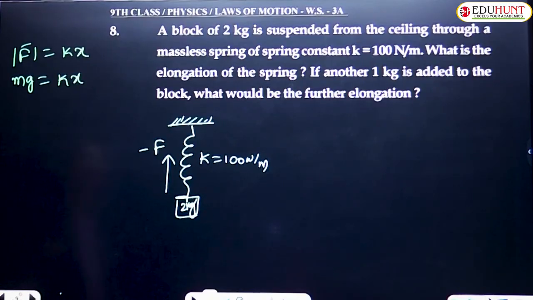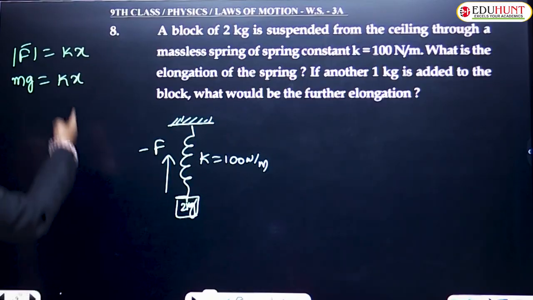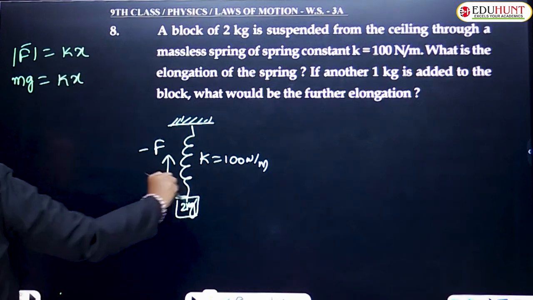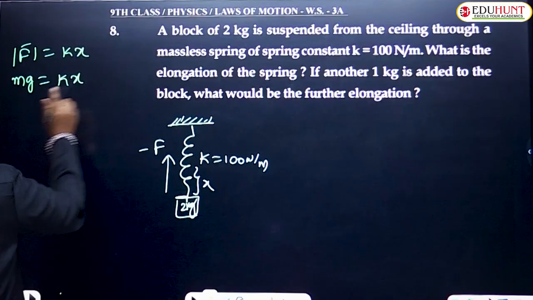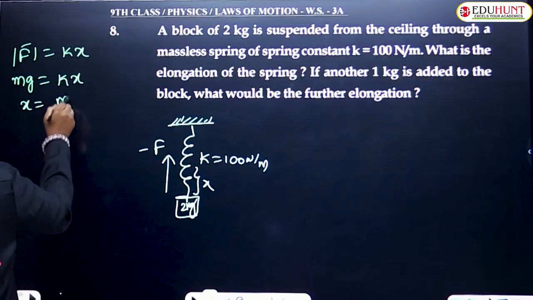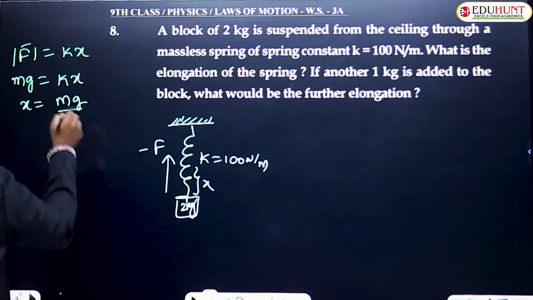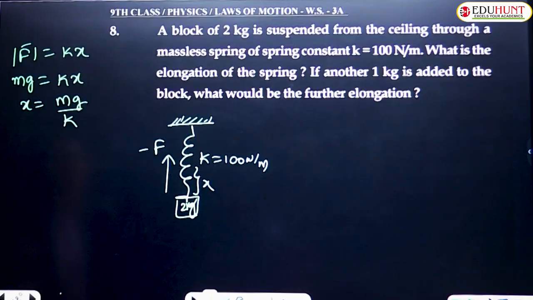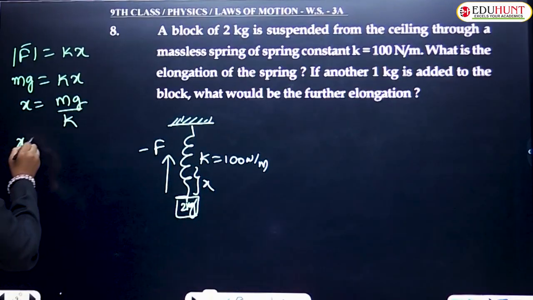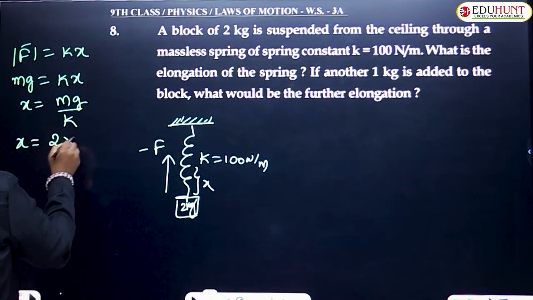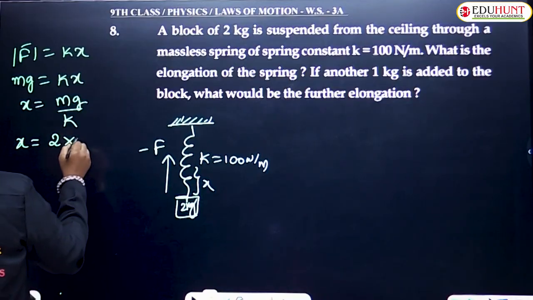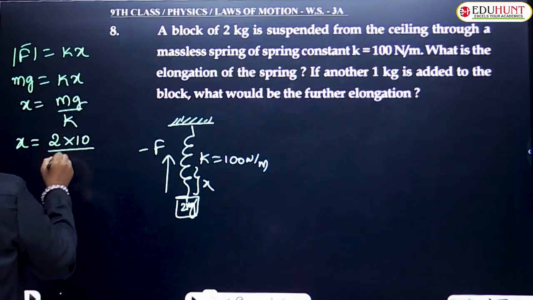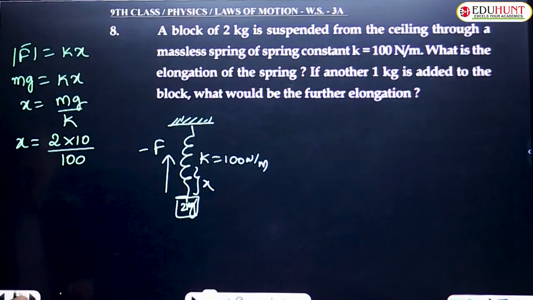You are asked to find the elongation of the spring. Elongation of the spring is nothing but the extension of the spring. So what is the extension of the spring? Some x distance. So x is equal to mg by k. The elongation of the spring is given by mg by k. What is the mass attached, children? And the g value, take it as 10 is better, because k is given as 100 Newton per meter.